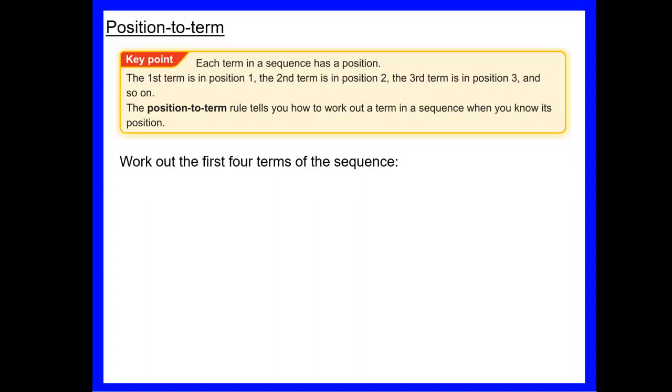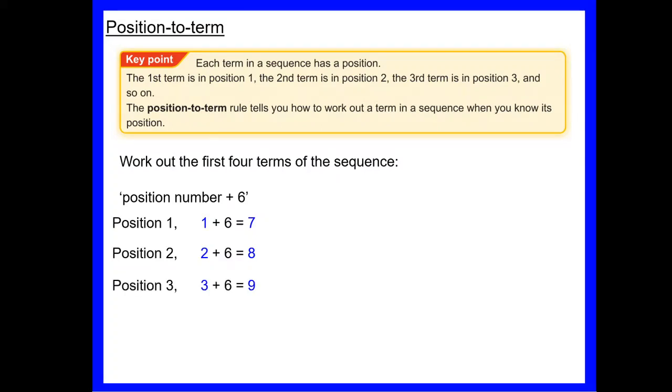So to work out the first four terms of the sequence then, our sequence here we're told is the position number plus 6. So we take position number 1 and we add 6, which gives us 7. For number 2 in the list, we would do the position number 2 plus 6, which is 8. Then 3 plus 6 is 9. 4 plus 6 is 10. So the first four terms in this sequence are 7, 8, 9, and 10.